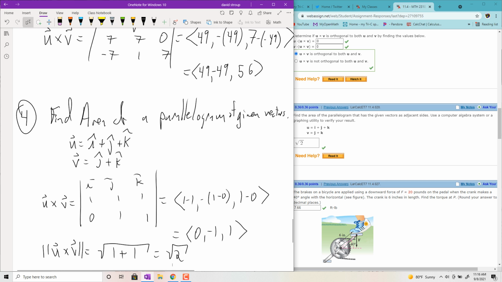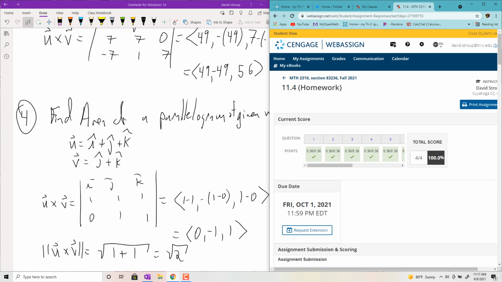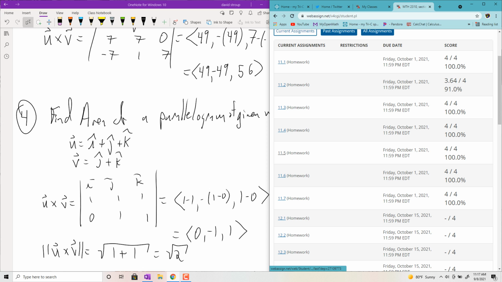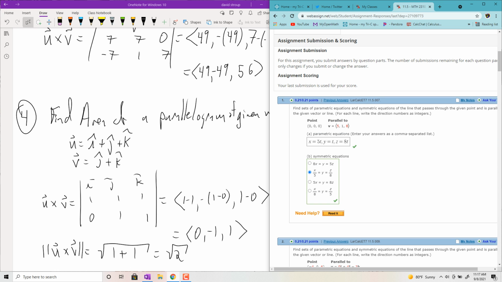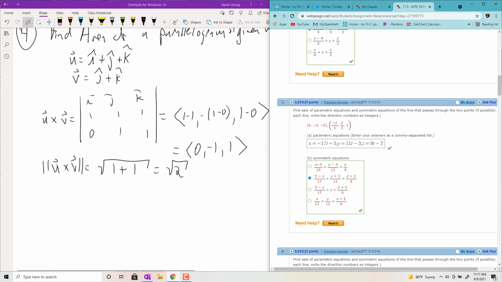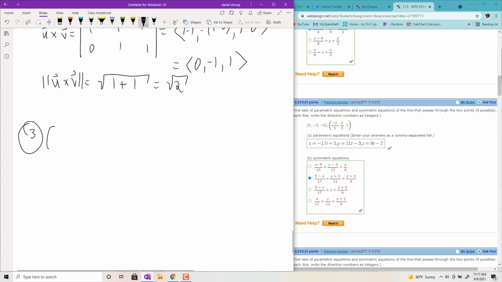11.5 throws us into working with lines, equations of lines, and equations of planes, and then distances. So 11.5. First, let's just work with finding the equation of a line given some information. We can give you all kinds of weird information, and you have to figure out the answer. Let's try number 3 here. They give us 2 points, and we have to figure out our answer.